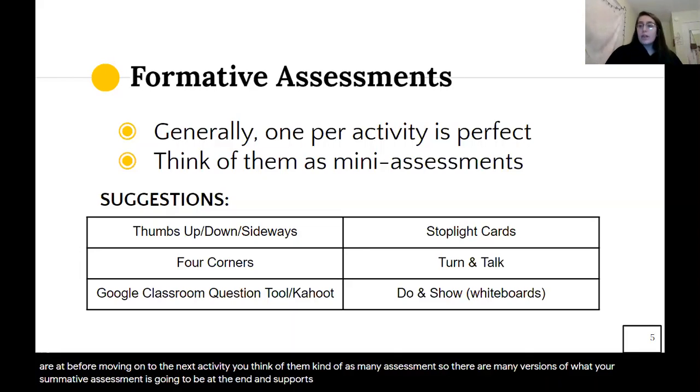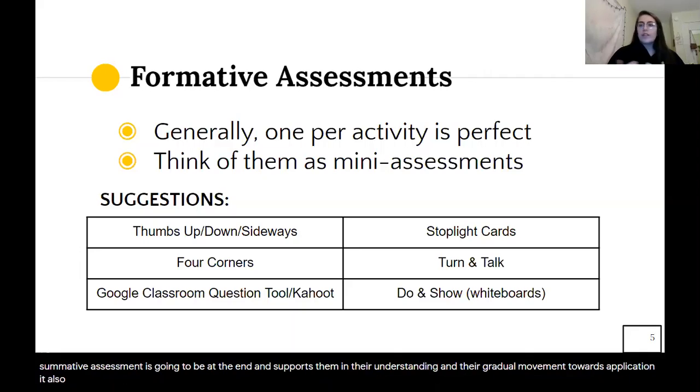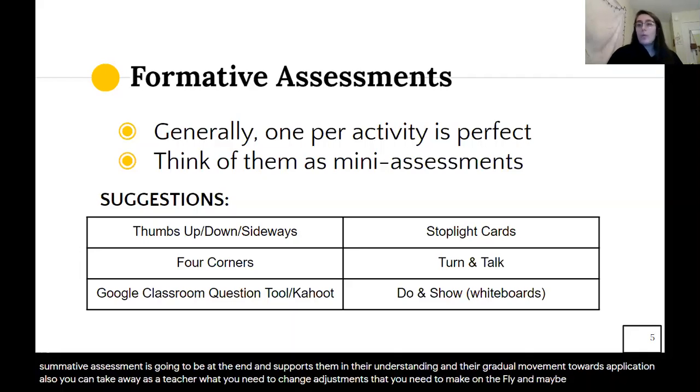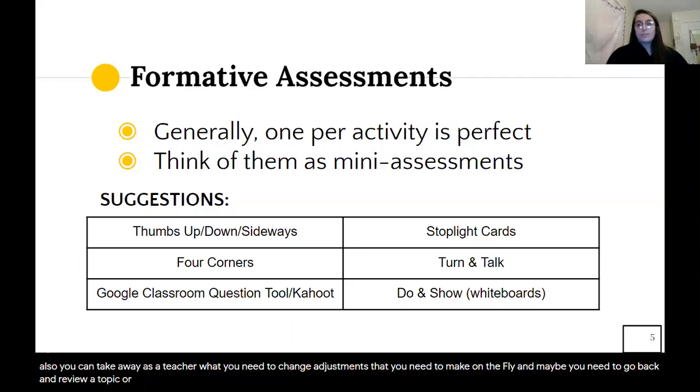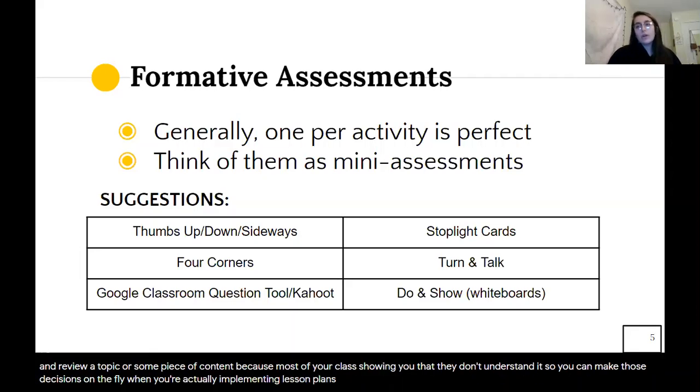It supports them in their understanding and their gradual movement towards application, but also you can take away as a teacher what you need to change, adjustments that you need to make on the fly, and maybe you need to go back and review a topic or some piece of content because most of your class is showing you that they don't understand it. So you can make those decisions on the fly when you're actually implementing lesson plans, but they're always good to think about.